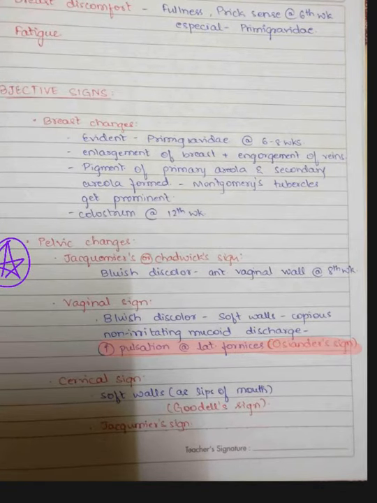And another important sign is called as Osiander's sign. O represents the next letter, that will be the pulse, which is represented by P. Therefore, it is the increased pulsation felt at the lateral fornices of the vagina. Coming to the cervical signs, there are two. First is the softening of the walls, as soft as the lips of the mouth it will become, and it is called as the Goodell sign. And the Jacquemer sign, as I have already told, is the bluish discoloration of the cervical wall due to vascular congestion.